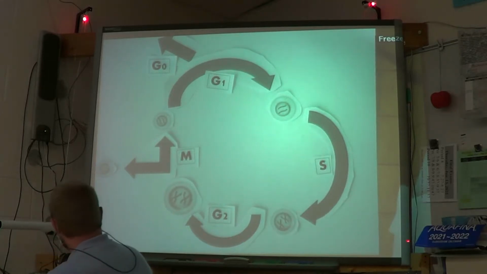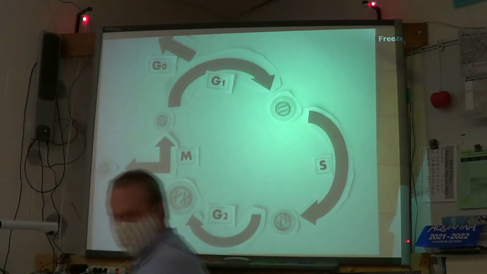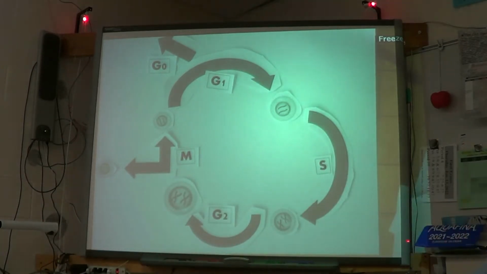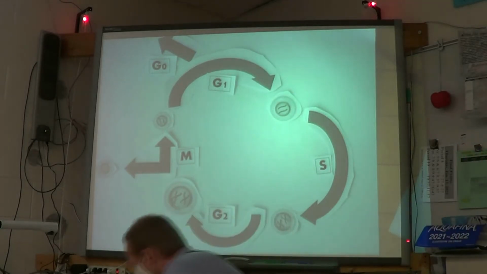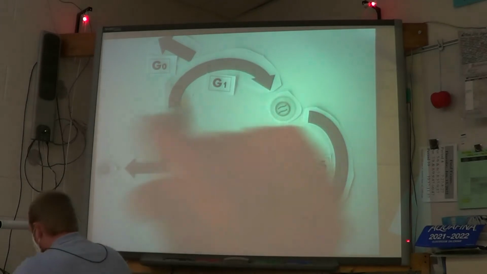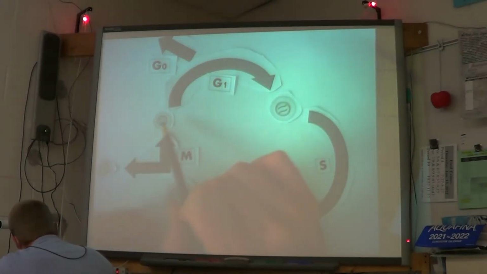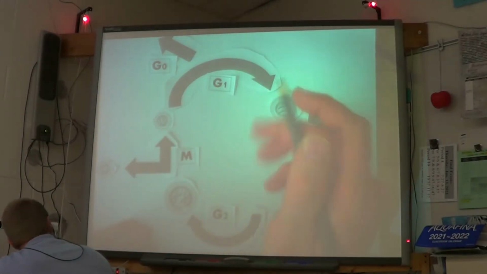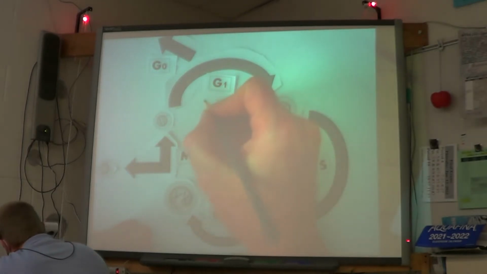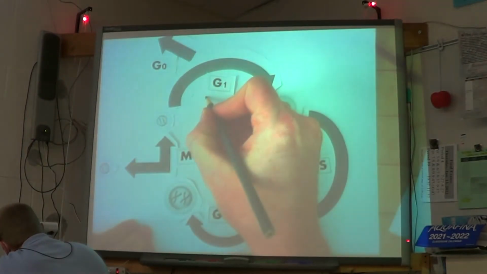So what we do is we start with a single cell, and I'm going to kind of change colors along the way, just to help differentiate. We start with a single cell, and it goes through G1. What is the major event that happens during G1? The cell grows.